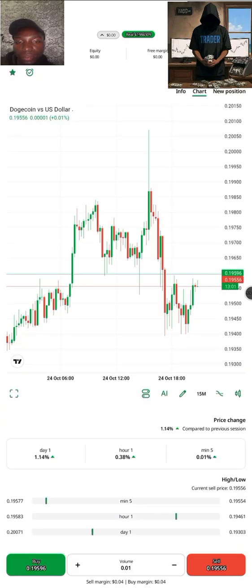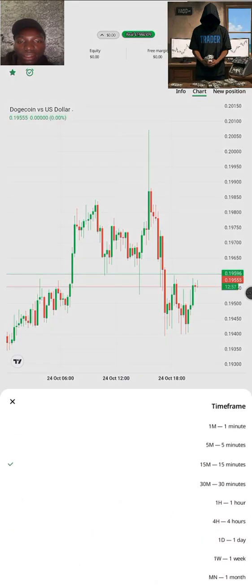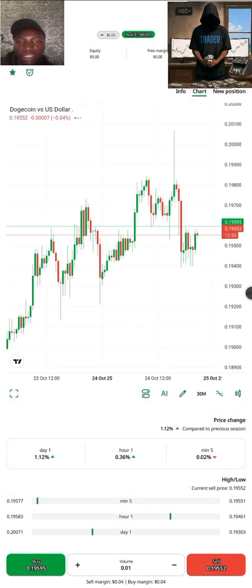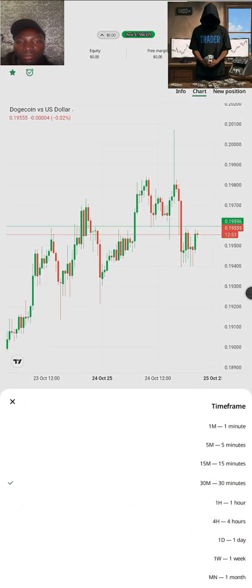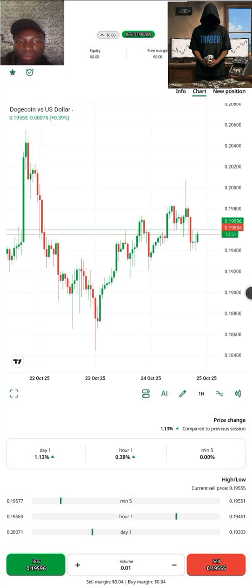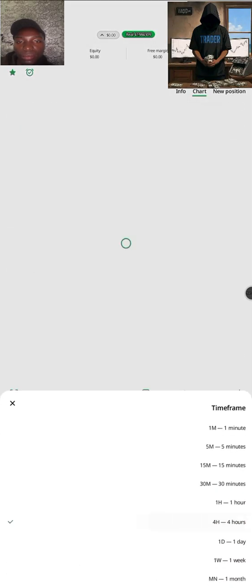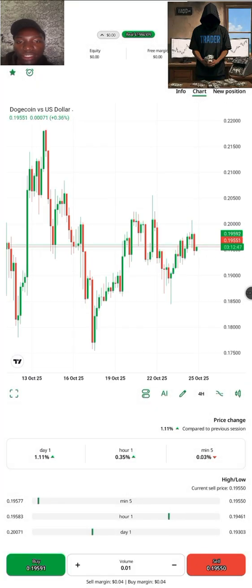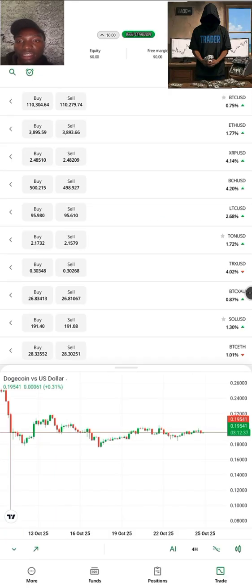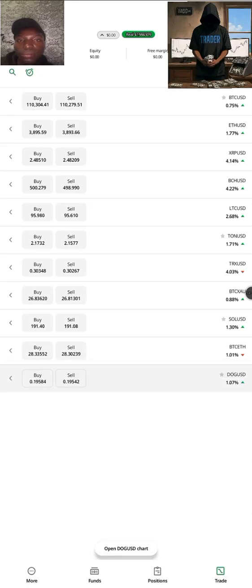Dogecoin, or Dogecoin, whatever your pronunciation. 1 minute, 30 minutes bearish, 1 hour bullish, 4 hours bullish. So you can buy if you are using that time frame. It is $0.04, so less than 10 shillings in Kenyan shillings.